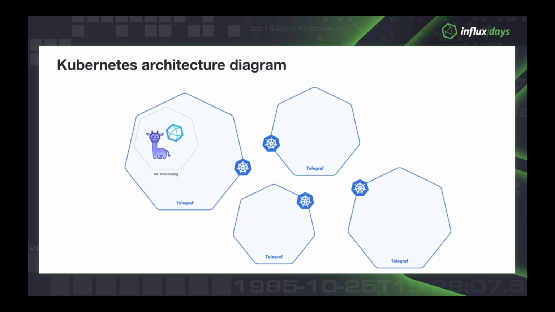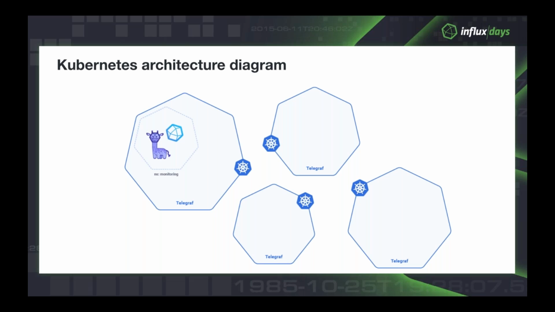I said that Telegraf in this scenario runs as a daemon set. A daemon set is a resource in Kubernetes that distributes an application across every node. So when you deploy a daemon set in Kubernetes, you can be sure that there is at least one instance of that application running on every node. So this is great for deploying agents.